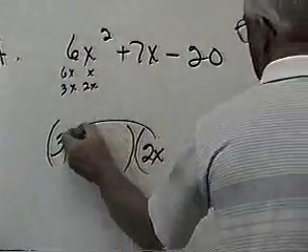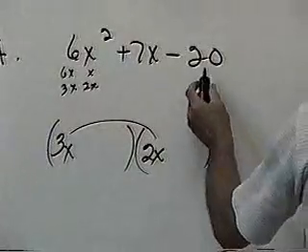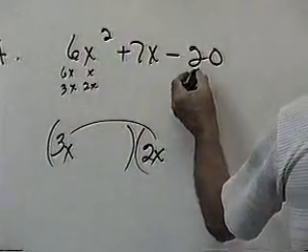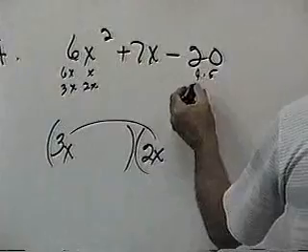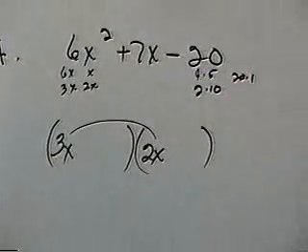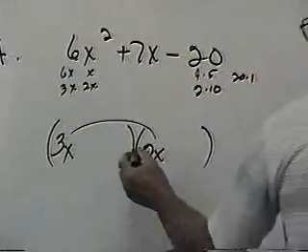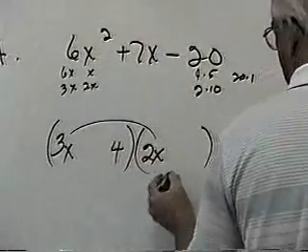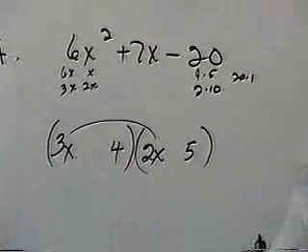Okay, so the first times the first, that's okay. Now 20, a lot of choices here: 4 and 5, 2 and 10, and again also 20 and 1. All right, so what do we try? Let's try 4 and 5. So we put 4 and 5.